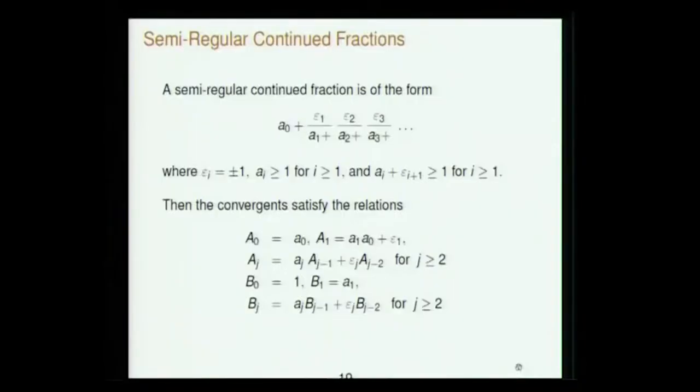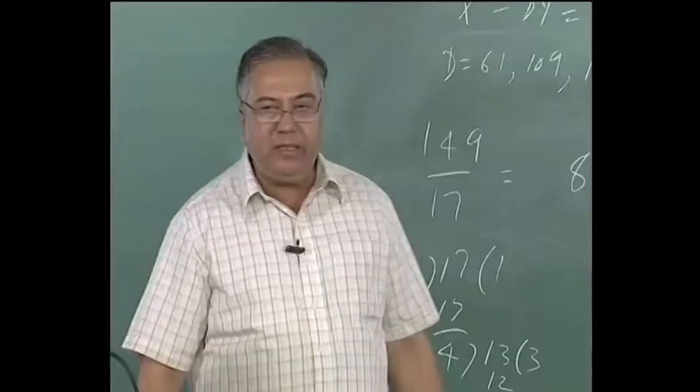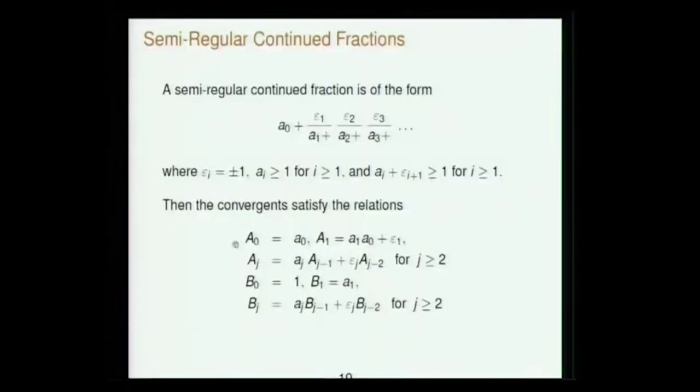Now, from these simple continued fractions, you should go to something called semi-regular ones. How are they different? Instead of only plus 1s occurring here, plus 1 and minus 1 can both occur here. That is called a semi-regular continued fraction, and certain mathematical conditions, which we can ignore, should be satisfied. The convergents of the semi-regular continued fraction will involve these epsilons in their recurrence relations. We saw this recurrence relation in Chakravala then itself.